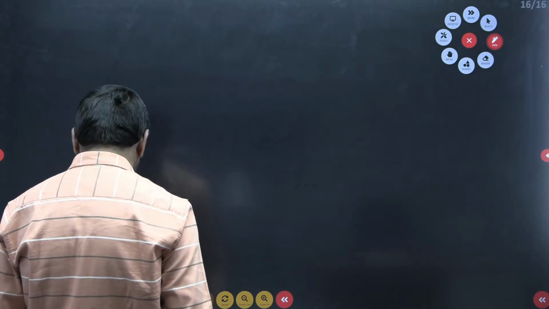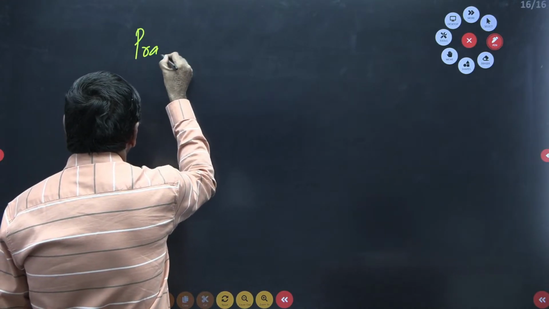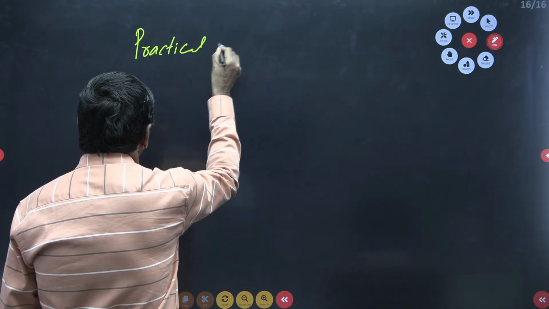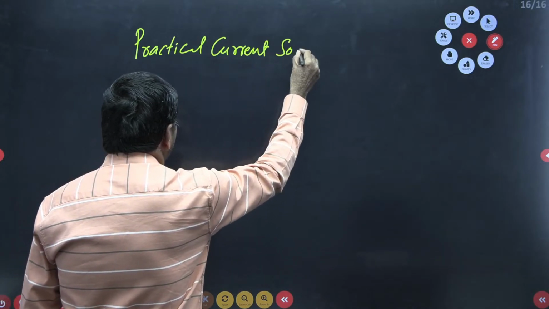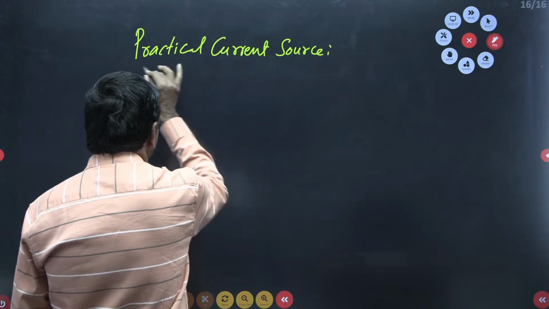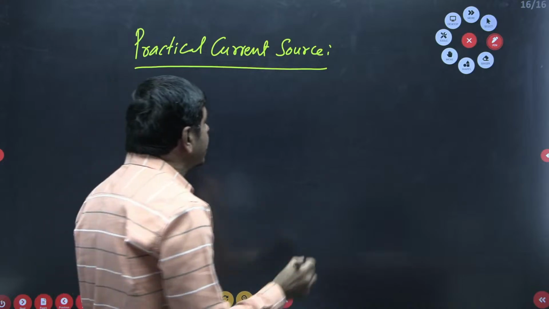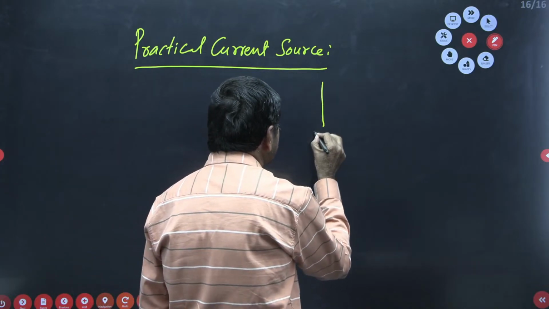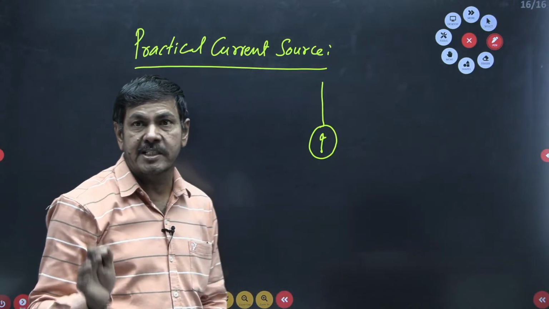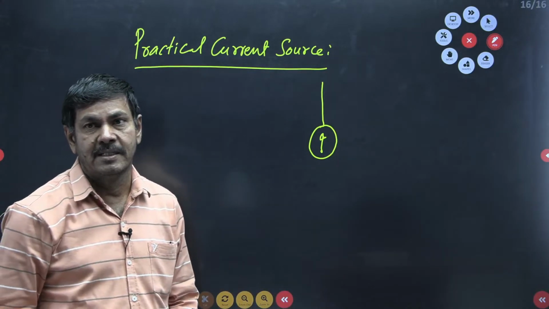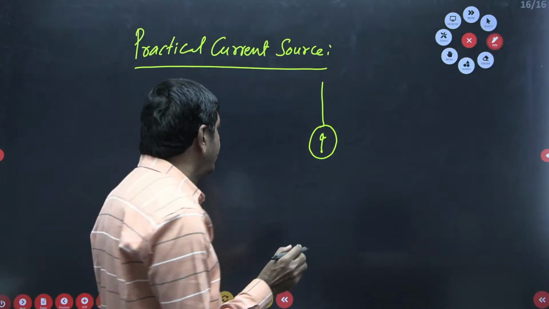Next one, practical current source. I can draw it like this. There is a current source. The internal resistance of the current source is to be considered in the practical current source. In the ideal current source, we are not considering it.